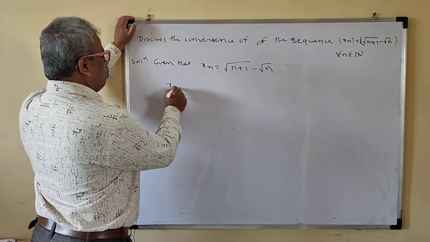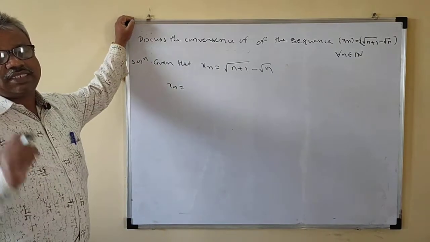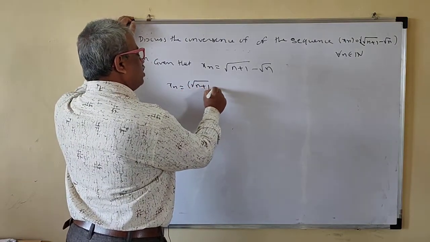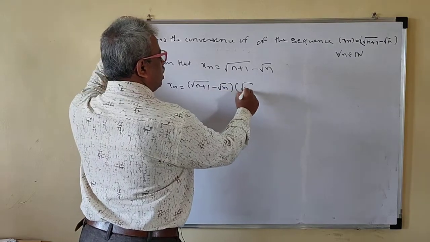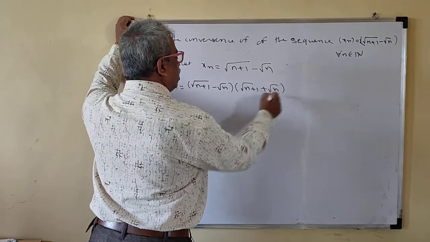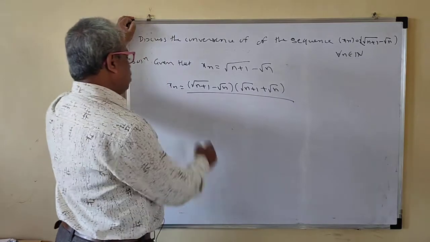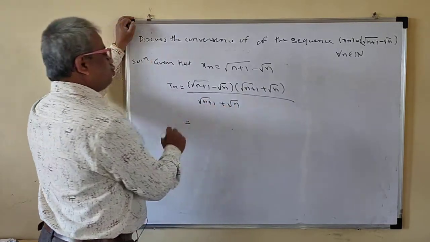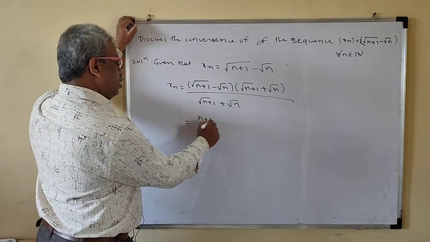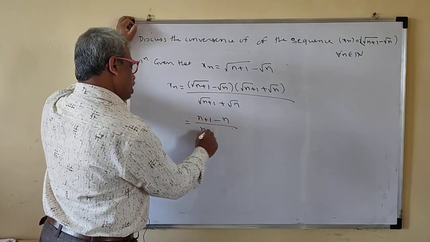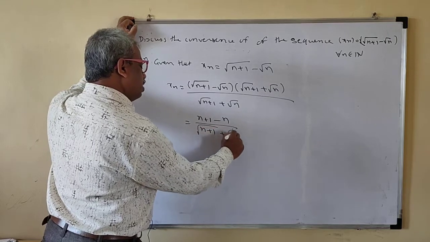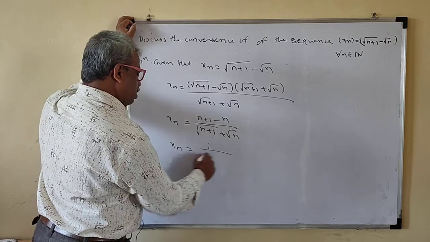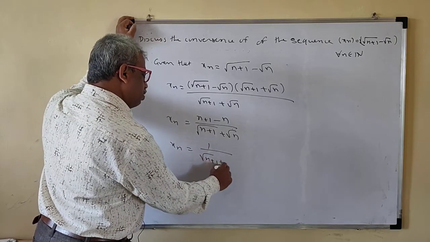Now we have to find a limit. We know that if a limit exists, the sequence is convergent. So we will do the same thing as the previous one. Multiply by root of n plus 1 plus root n upon root of n plus 1 plus root n. Then this will be n plus 1 minus n upon root n plus 1 plus root n. So this is 1 upon root of n plus 1 plus root n.